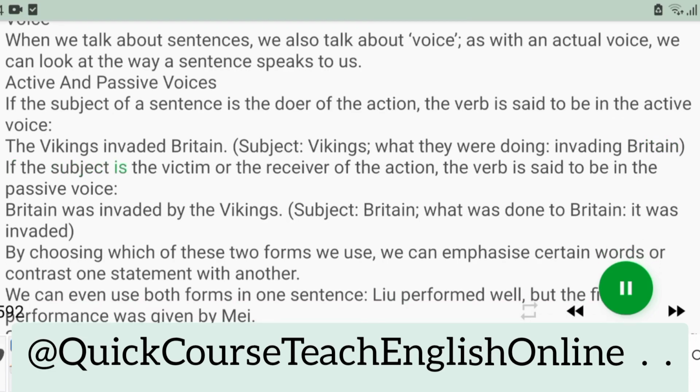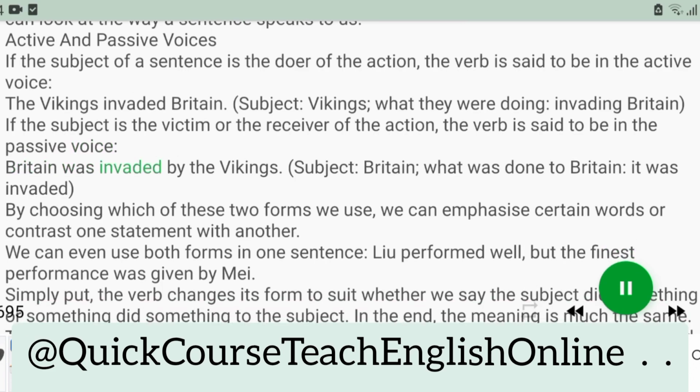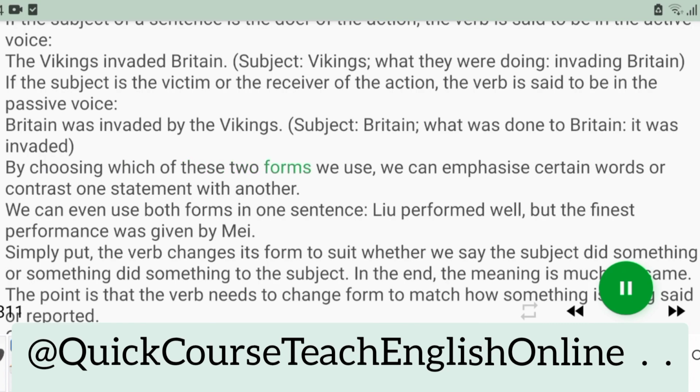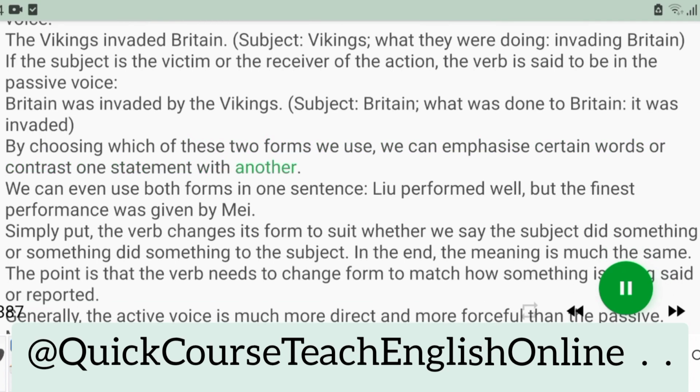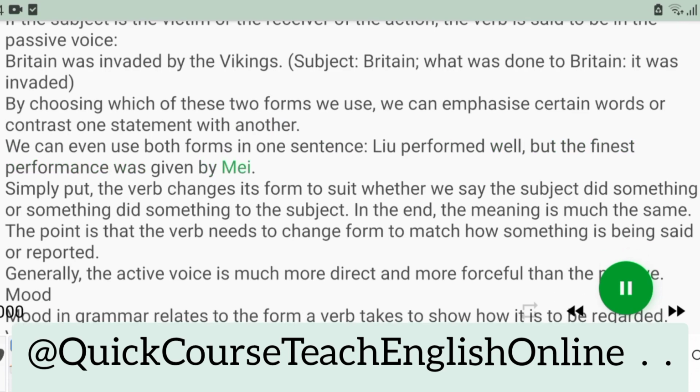If the subject is the victim or the receiver of the action, the verb is said to be in the passive voice. Britain was invaded by the Vikings. Subject: Britain. What was done to Britain? It was invaded. By choosing which of these two forms we use, we can emphasize certain words or contrast one statement with another. We can even use both forms in one sentence. Lou performed well, but the finest performance was given by May.